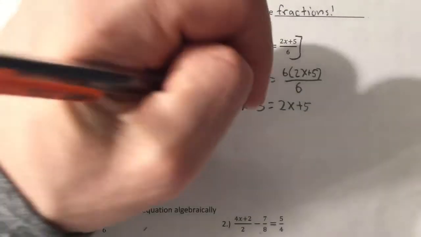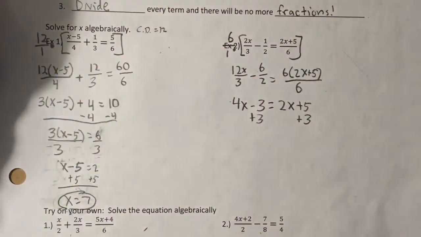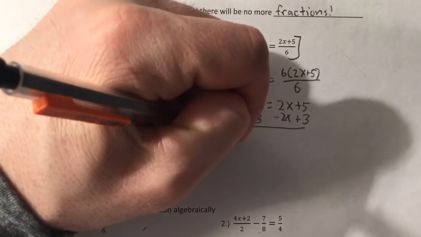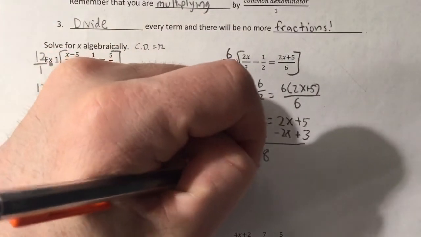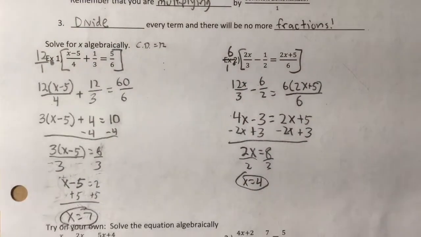Now I want to get all my x's on one side and all my constants on the other. So I'm going to add 3 and subtract 2x. So I end up getting 2x, or x is equal to 4. All right, try these other two on your own.